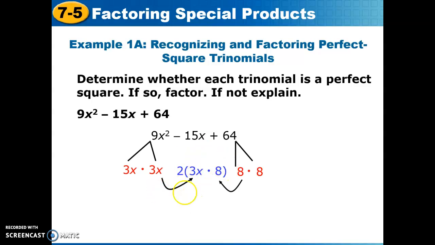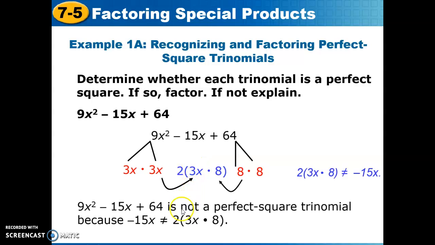It's not going to give us 15, is it? Nope. Because 2 times 3 is 6, and 6 times 8 is 48. If this middle term would have been 48x, then you would have had a perfect square trinomial. So our answer to this first one is no, because 2 times 3x times 8 does not equal 15x. So we cannot factor this as a special case. We might be able to factor it other ways, but right now we're just concerned if we can factor it as a special case or not.